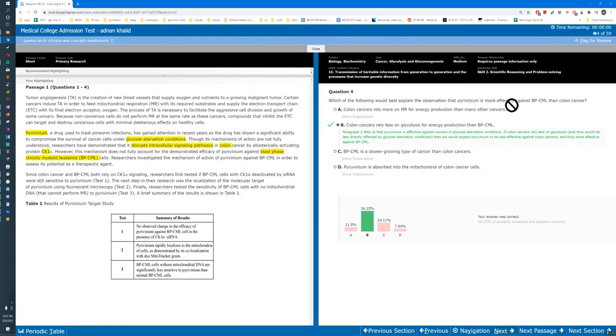All right, here's an observation that it's more effective. This drug is more effective against these cells than colon cancer. If it was true, what would explain that?